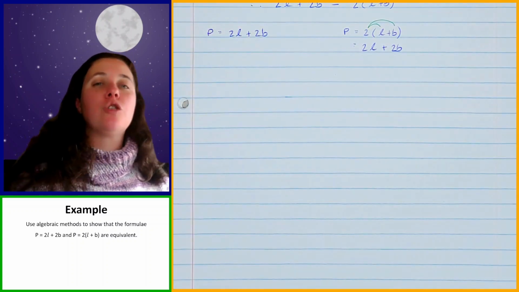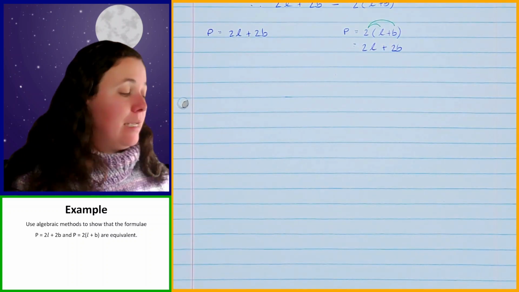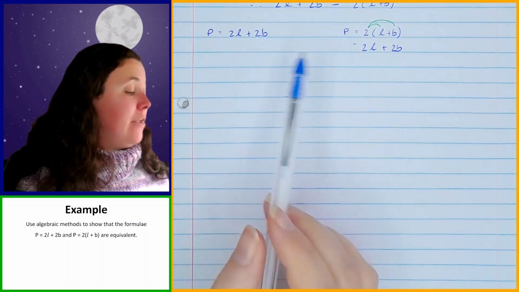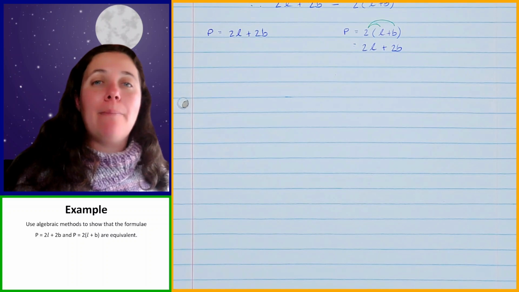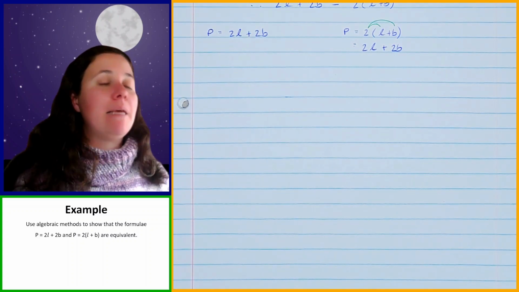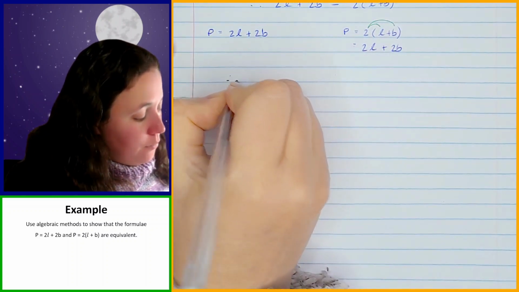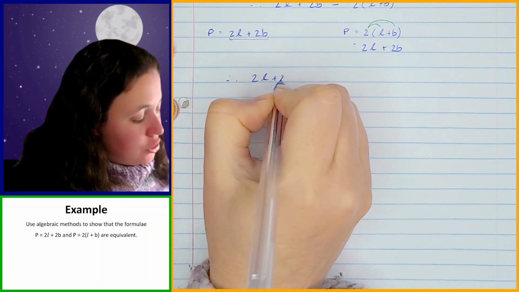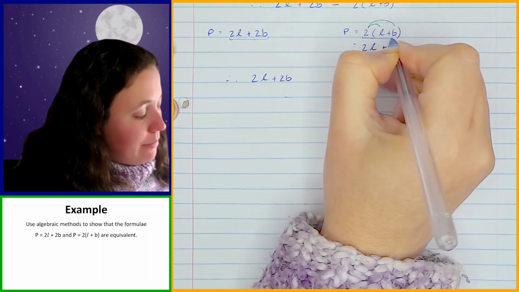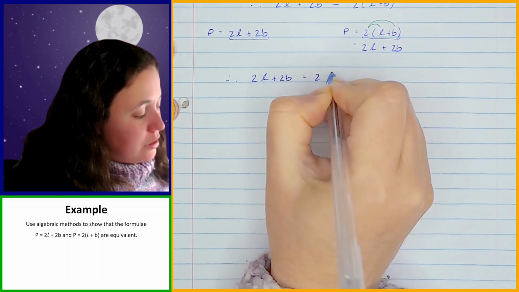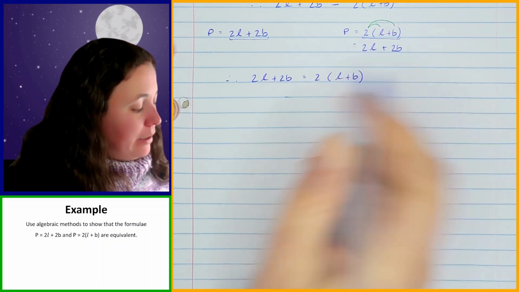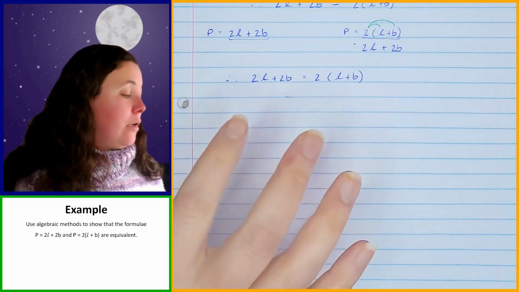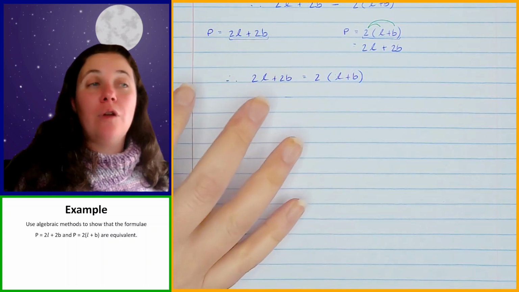So if you are able to simplify both expressions, in this case I didn't need to simplify this one, sometimes you will, sometimes you won't. But if you can simplify both expressions and they end up looking the same as each other, that means that they must be equivalent. So therefore, this over here, 2L plus 2B, must be the same as that over there, 2 times L plus B. Okay, so that's another way of determining whether or not expressions or rules are equivalent to each other.